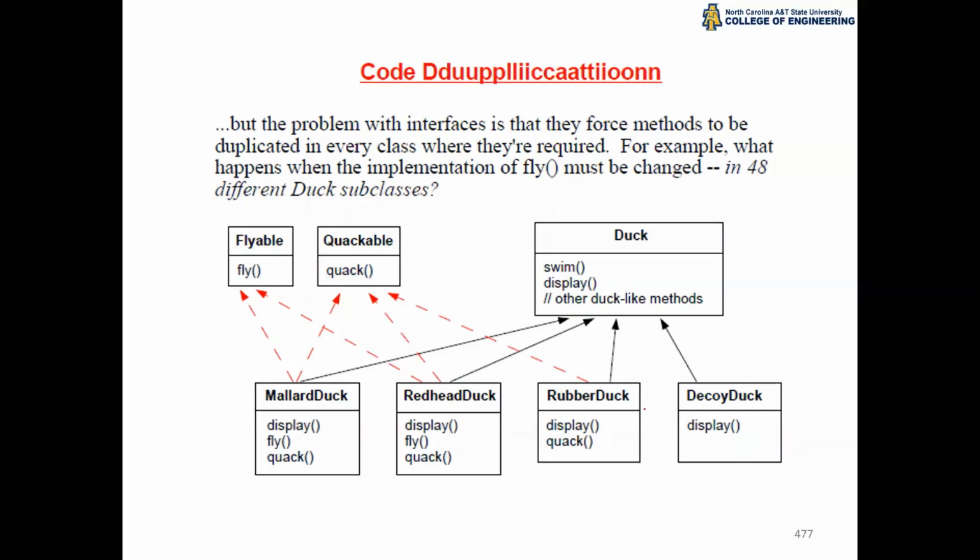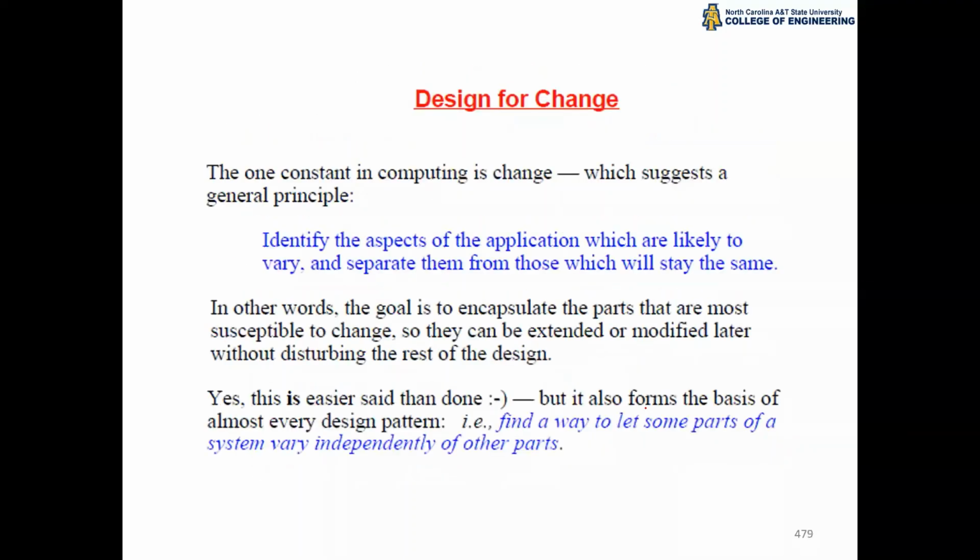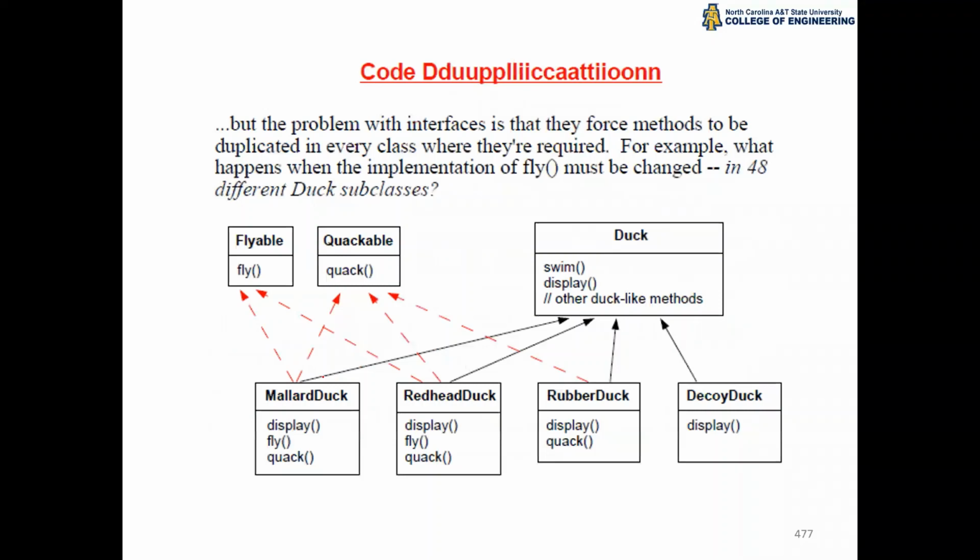So that is our plan: identify the aspects of the application, the behavior that is changing a lot or is vulnerable to change, so that you can take that part away and extend or modify it later without disturbing the main implementation. You found that the swim and display parts are not changing at all, but this part is changing.